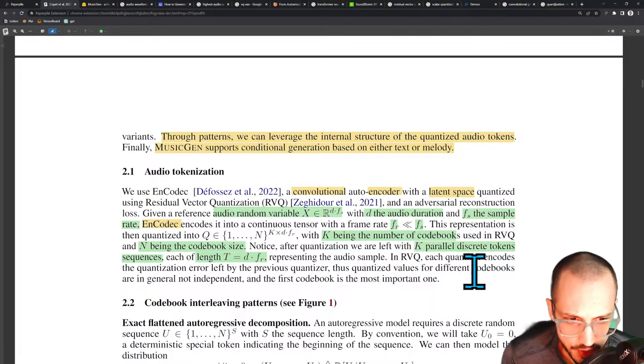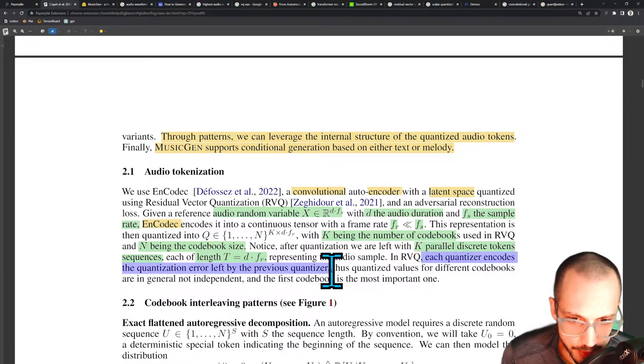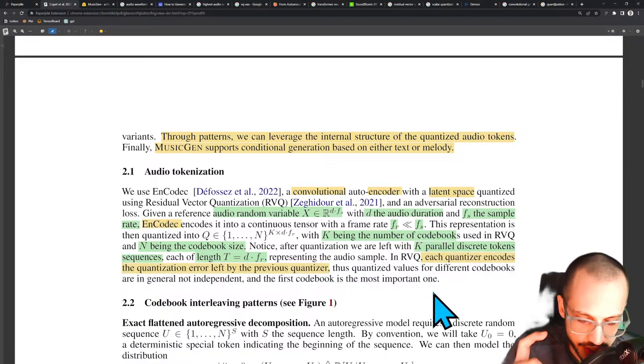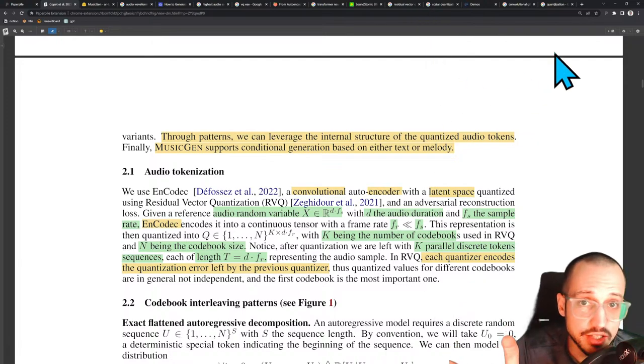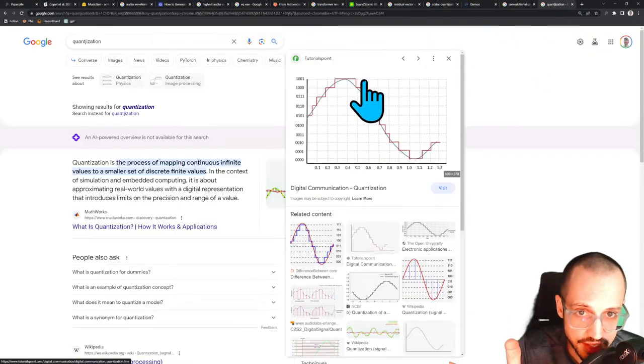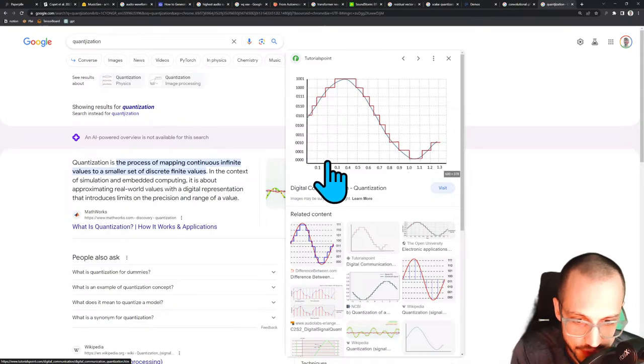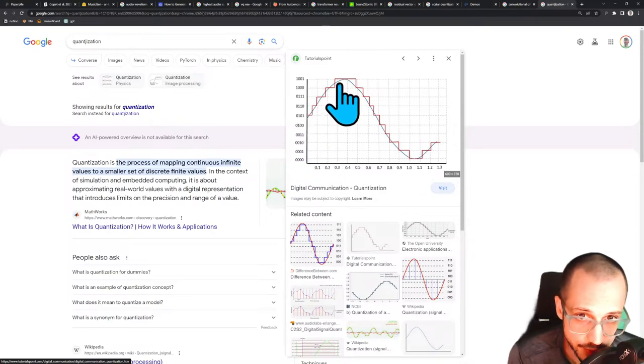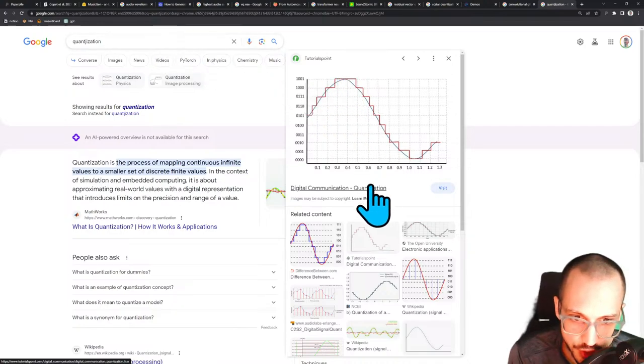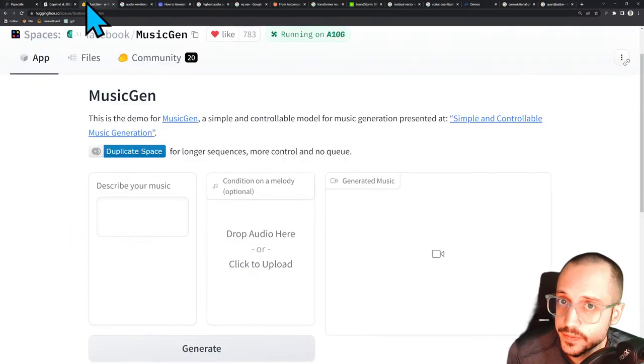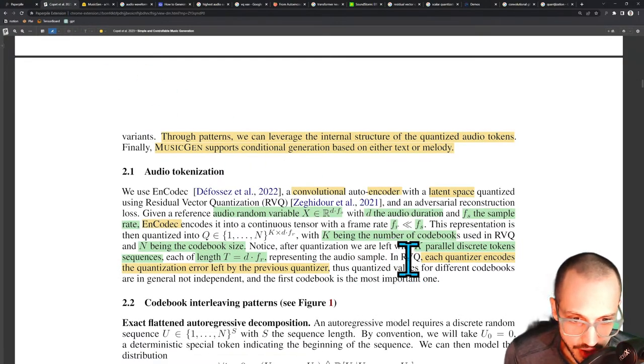In RVQ, each quantizer encodes the quantization error left by the previous quantizer. So this is the residual that I was trying to describe, where first you quantize the actual signal, right? You quantize the actual signal, and then you take the difference between your quantized signal and your actual signal, which is the difference between basically this red line and this blue line, and then you quantize that. So that's what the residual in RVQ means.